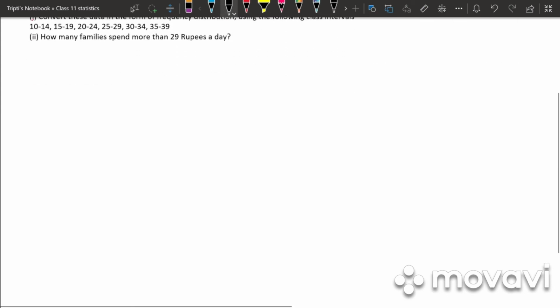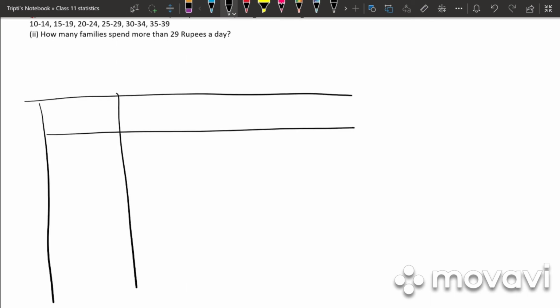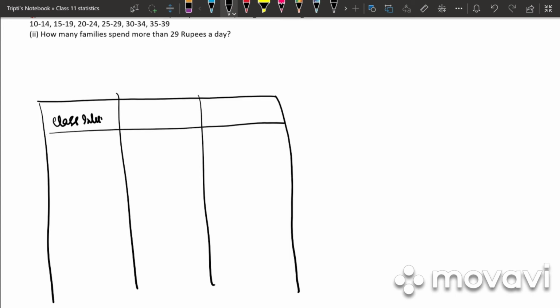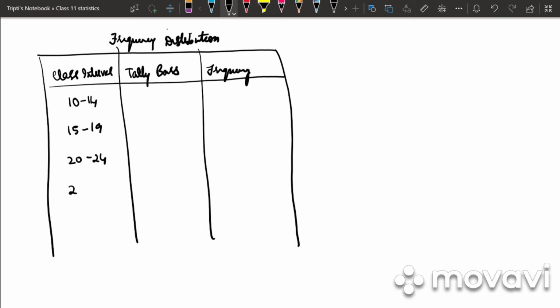So this is a simple problem. We need to prepare a frequency distribution. We'll be having 3 columns, that is class interval, tally bars, and frequency. And the heading will be frequency distribution. So what are the class intervals? They have already given us, so no need to find out. 10 to 14, 15 to 19, 20 to 24, 25 to 29, 30 to 34, 35 to 39.